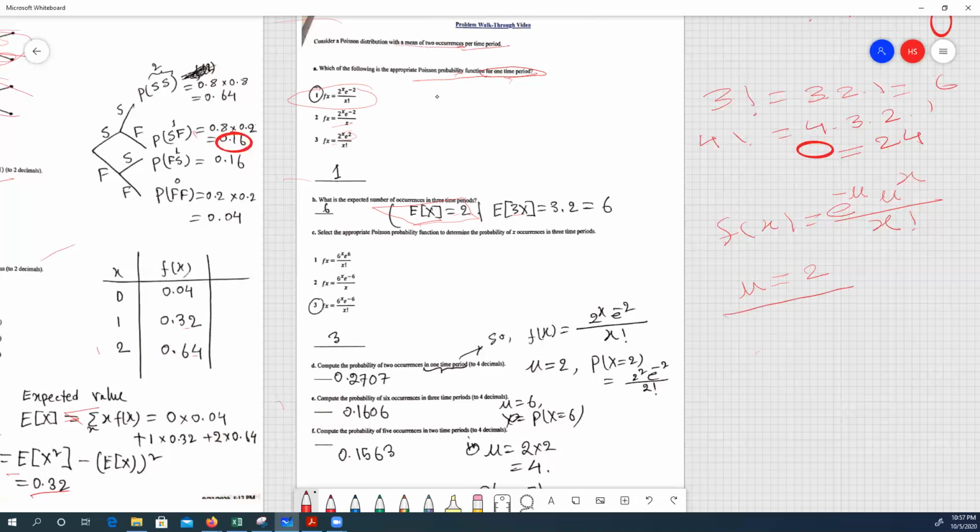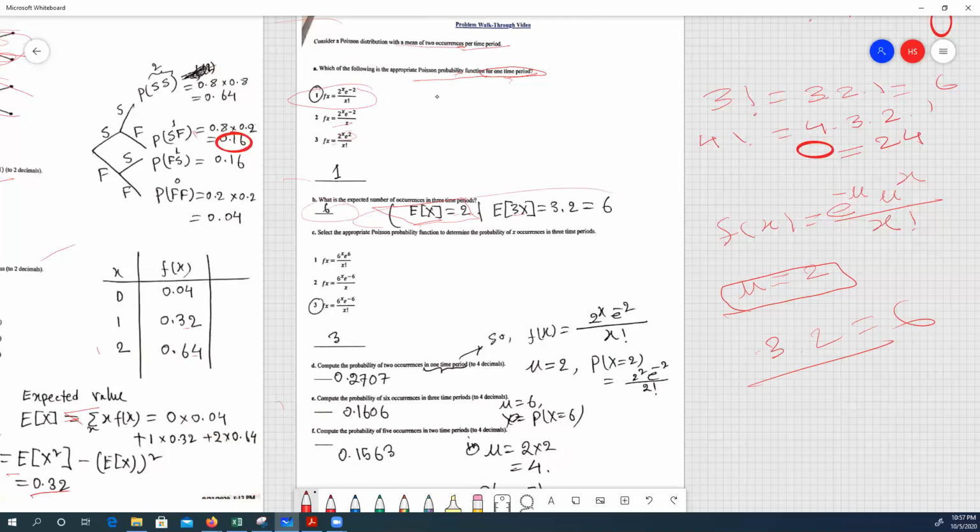For one time period, the mean is 2. So for 3 time periods, the mean will be 3 times the previous mean, right? So that's mean 3 times 2, so the mean will be 6. Okay, so the expected value, the answer will be 6 here.